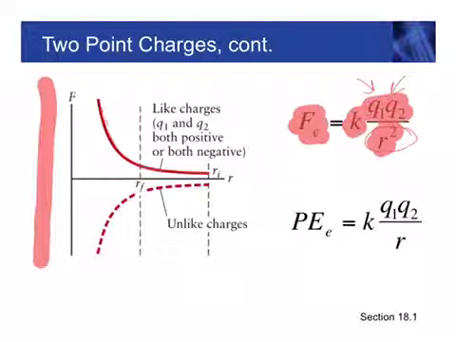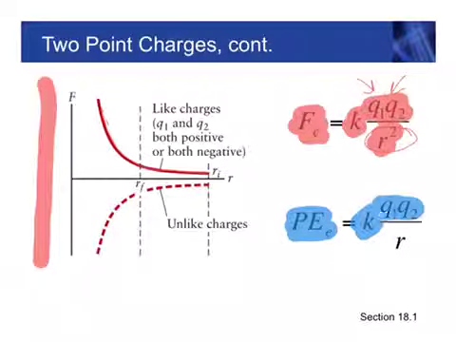What's happening with potential energy? The potential energy of the system of two charges is going to be given by this expression, k Q1 times Q2 divided by R, not by R squared as we had before.